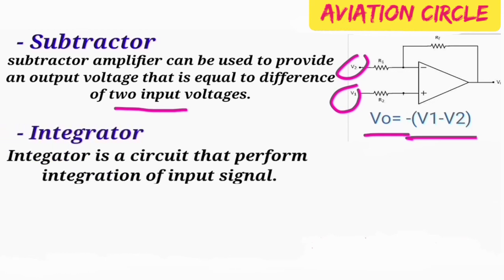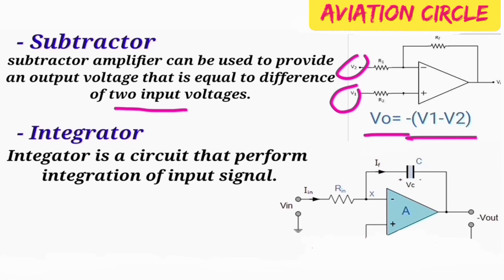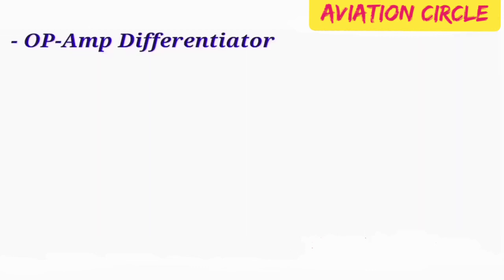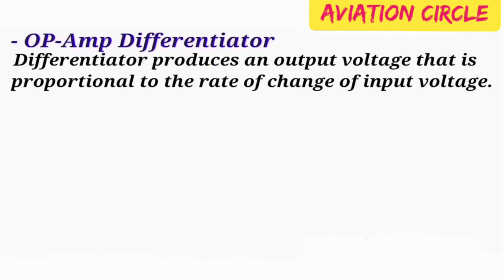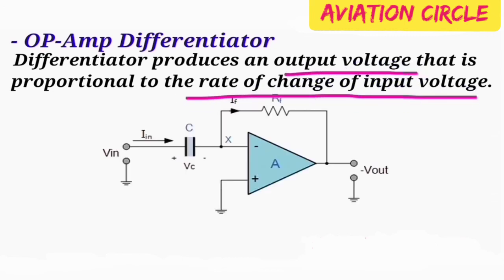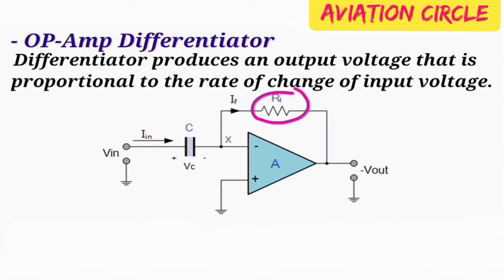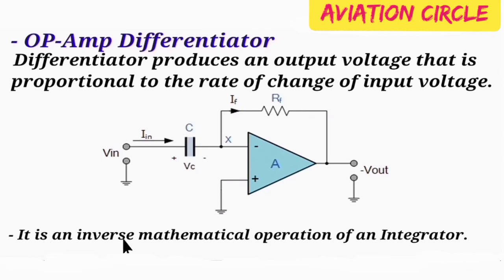Integrator. Integrator is a circuit that performs integration of the input signal. Basically, questions come from the diagram. Here a capacitor is used for feedback. Op-amp differentiator. Differentiator produces an output voltage that is proportional to the rate of change of input voltage. Here a resistor is used for feedback. It is the inverse mathematical operation of the integrator.